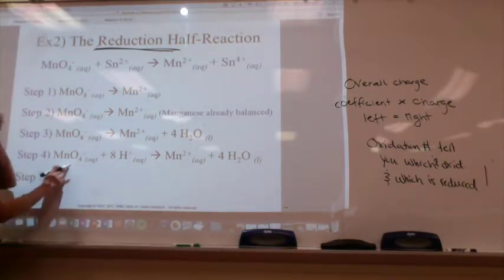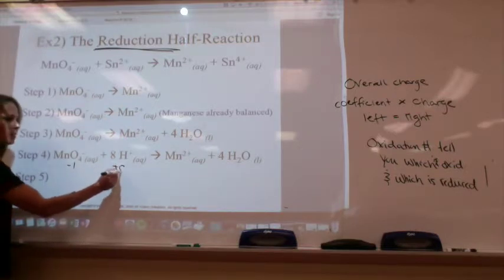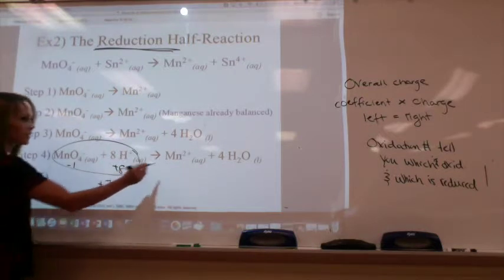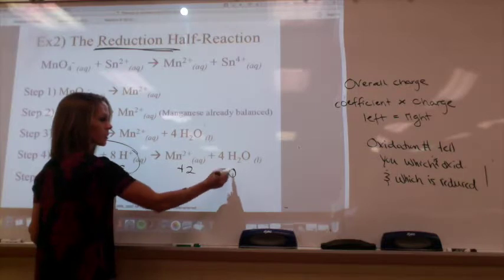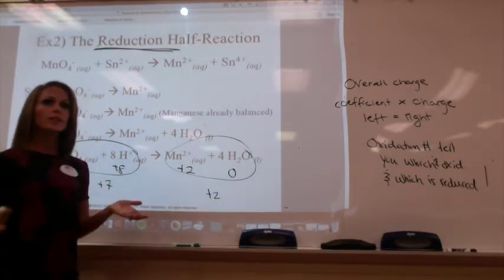All right, so how many negatives do I have on this? 1, right? 1 negative, -1. What's the charge on this? +8. What's the overall charge on this side? +7. What's the charge here? +2. 0. Overall charge on this side? +2. Okay, we have to add electrons somewhere.